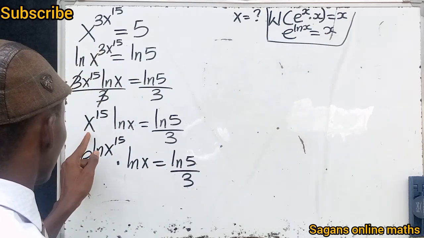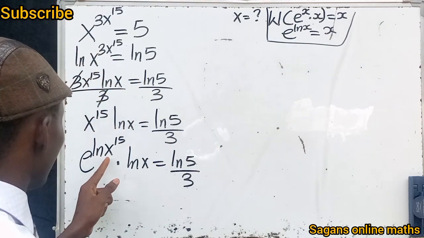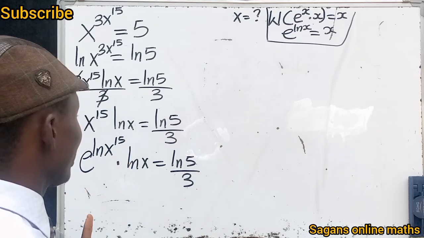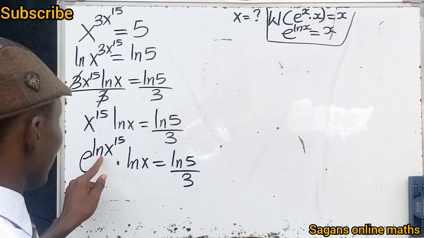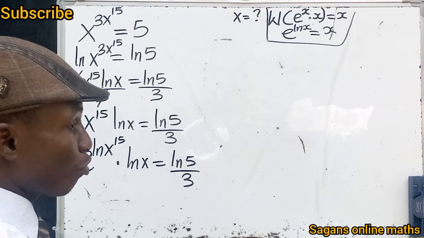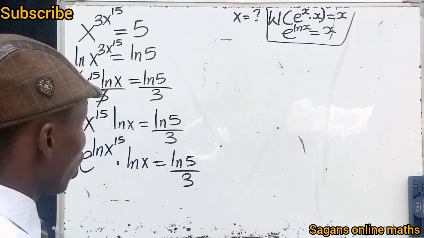So if I have s to the power of 15, I decide to write e raised to the power ln s to the power of 15. There's nothing wrong. They are the same thing, because the base here is e, and we are just left with 15 ln s, which is one of the properties of logarithm.